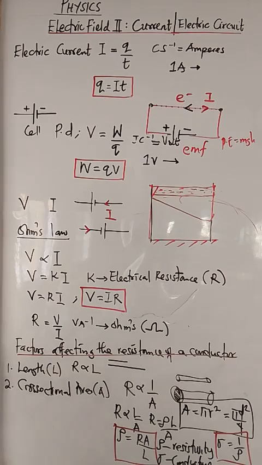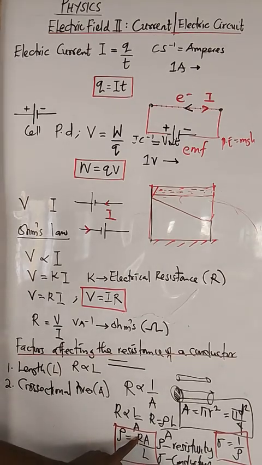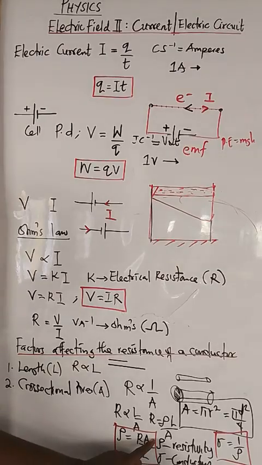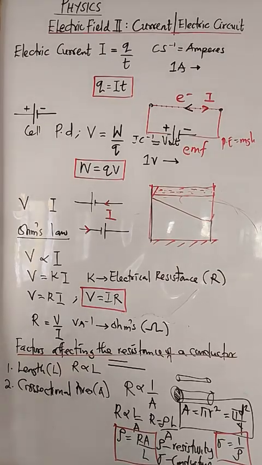And from here, we can actually get the unit of resistivity. This is ohms, this is meter squared, this is meter. So meter will cancel meter squared, we are left with meter here. Meter times ohm, that's ohm meter. So the unit of resistivity is ohm meter. So these are the factors that affect the resistance of a conductor.